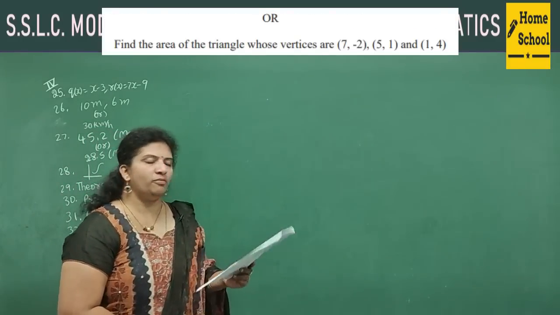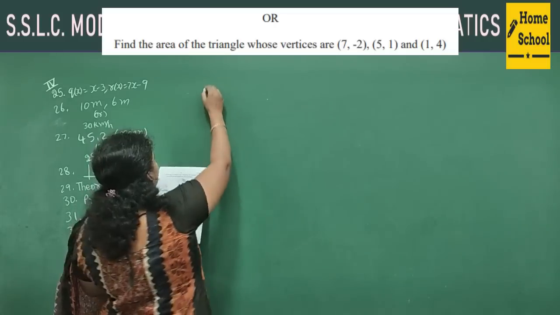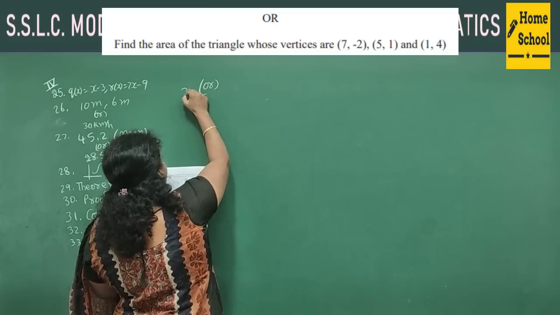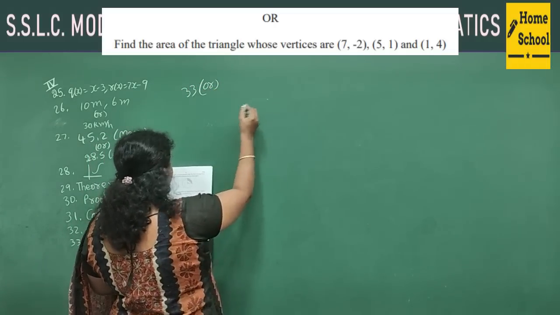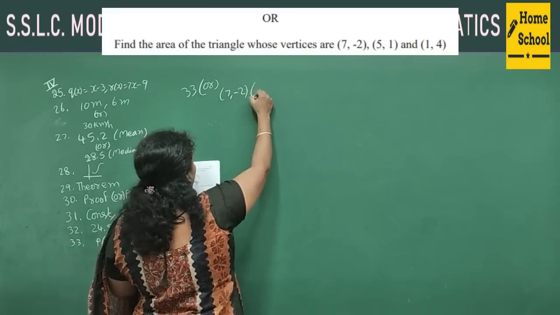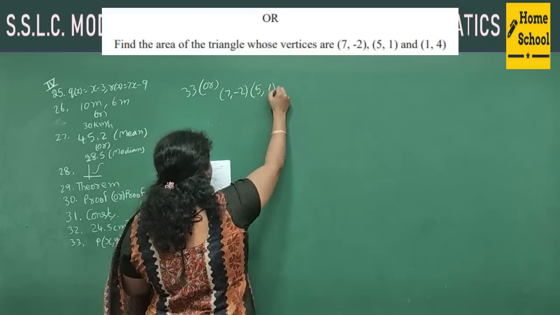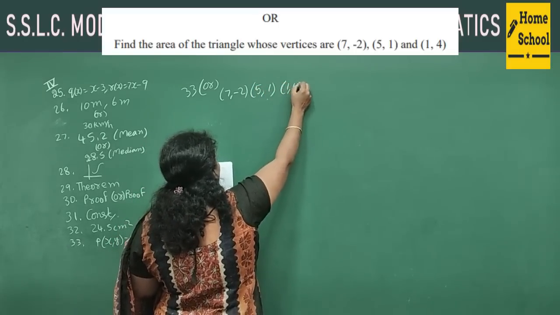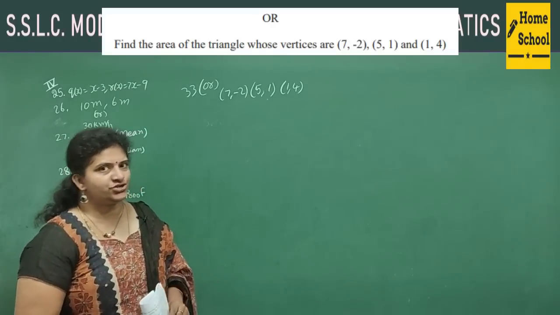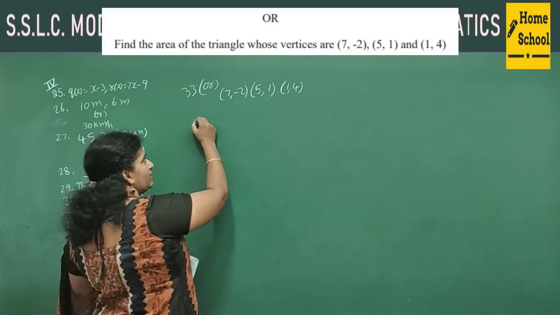So in this problem you have one more OR question, that is, find the area of the triangle whose vertices are (7, -2), (5, 1) and (1, 4). What are we going to find? We are going to find the area of the triangle. So do you remember the formula?